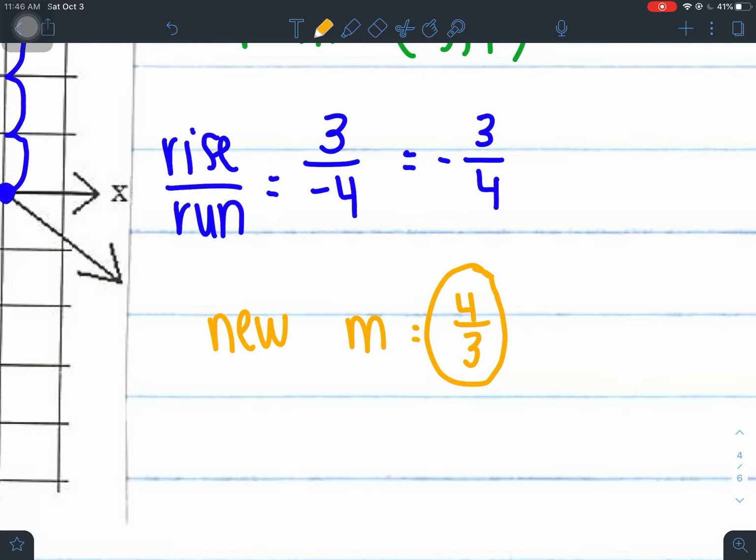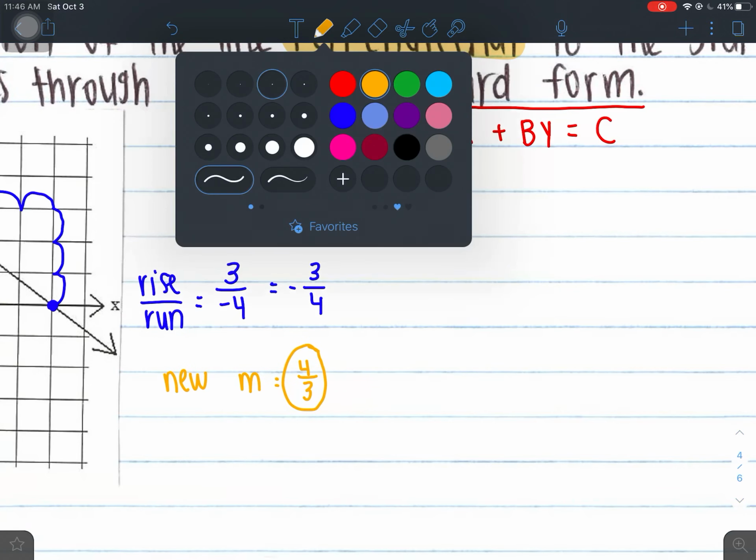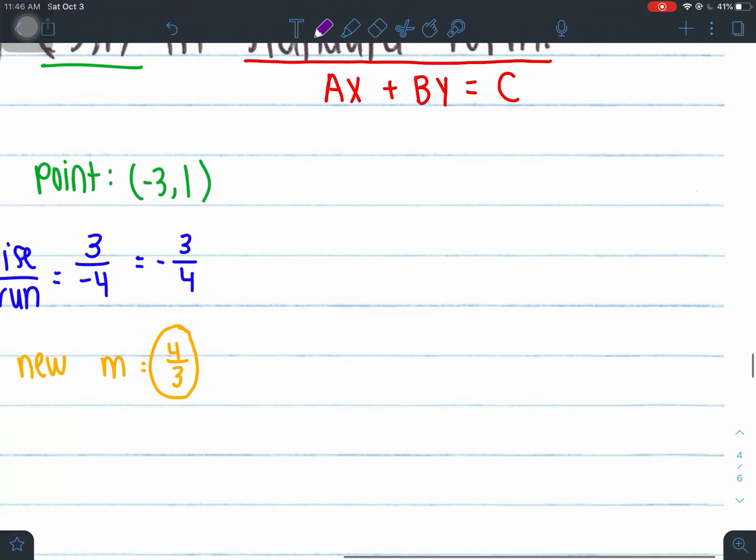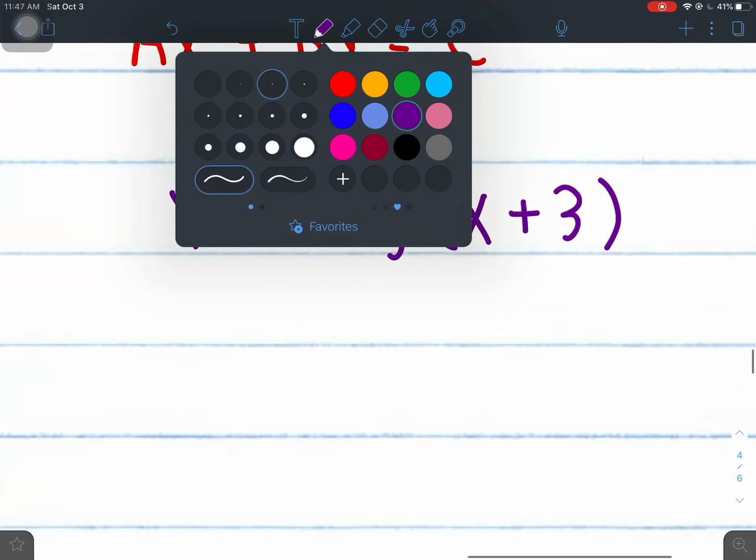So here's my new slope. And I know the point that it has to go through. It has to go through the point negative 3, 1. So if it has to go through that slope and that point, then we're going to start in point slope form. So we have y minus 1 equals 4/3 (x plus 3). Remember, in point slope form, your signs are going to flip.